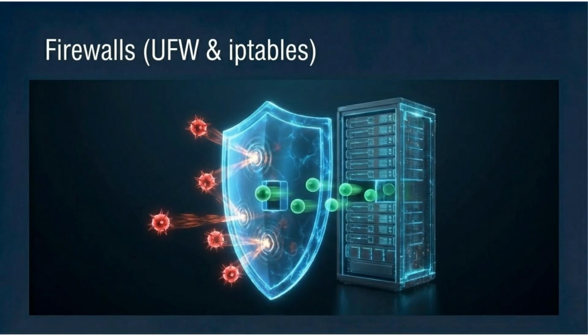Just because Amazon or Google allows traffic to your instance doesn't mean your server accepts it. Linux has its own built-in bouncer called iptables, or the simpler interface UFW. A common mistake is opening a port in the Cloud Console but forgetting to open it on the server itself. Always check sudo ufw status to ensure you aren't accidentally locking yourself out.